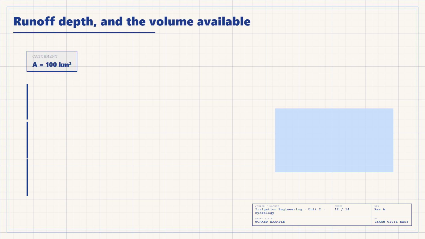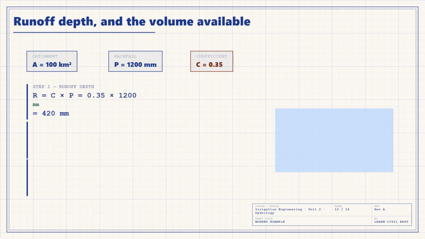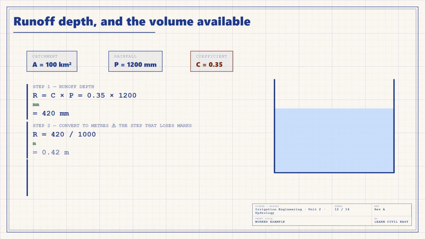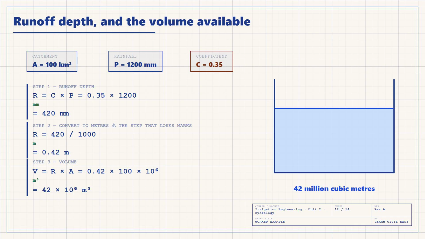Let us use it. A catchment of 100 square kilometers receives an average annual rainfall of 1200 millimeters. The runoff coefficient is 0.35. Find the runoff and the volume of water available. Step 1. The runoff depth. R equals C times P, 0.35 times 1200, which is 420 millimeters.